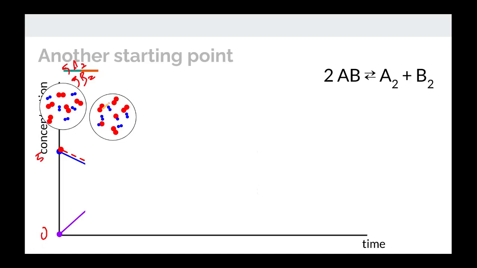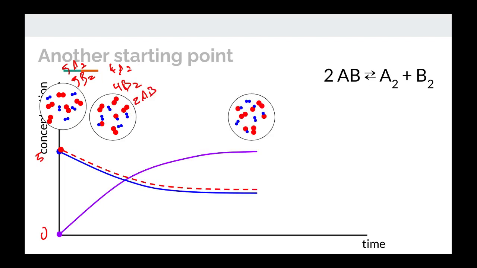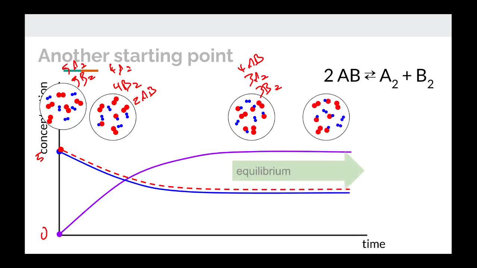What's our situation now? Now we have 4 A2s, 4 B2s as well, and now we've got 2 ABs. Let the reaction go a little bit farther. And now we've got 4 ABs, 3 A2s, and 3 B2s at this point. We let the reaction proceed a little bit more, and we have 4 ABs, 3 A2s, 3 B2s.